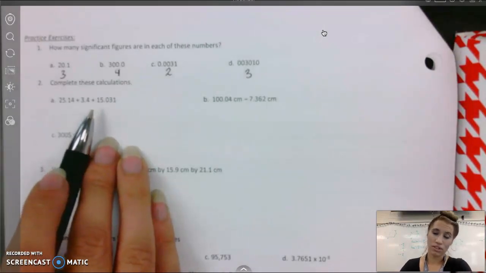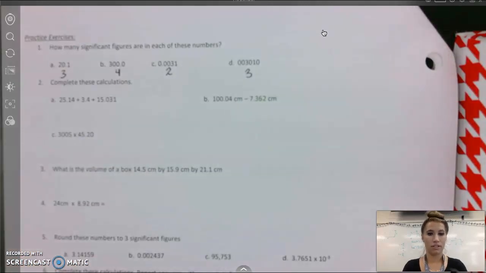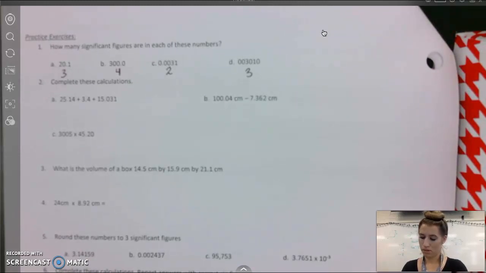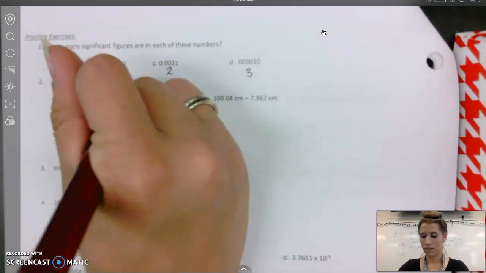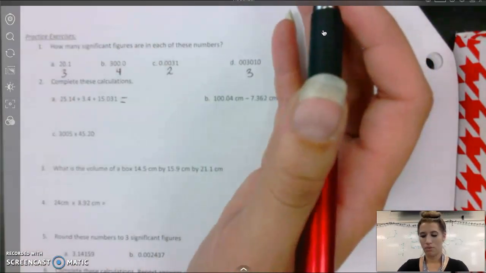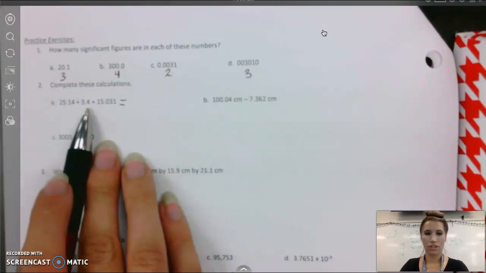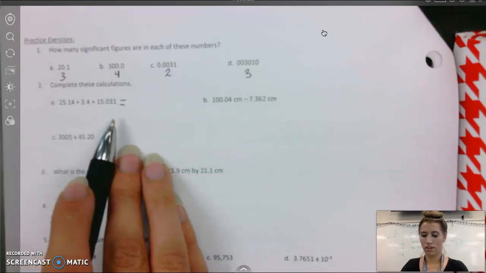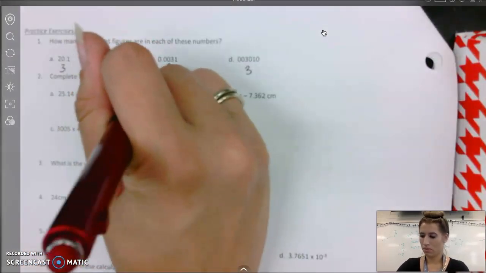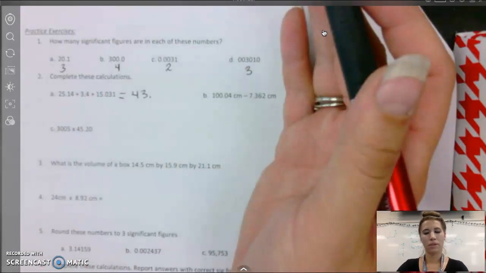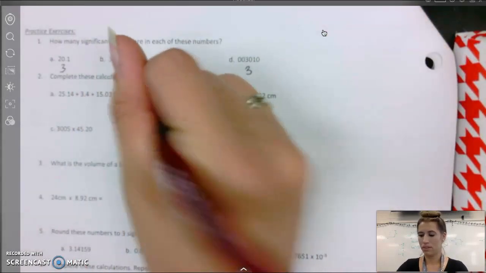So when it's addition, it's the least amount of digits after the decimal place. Okay? So I'm going to take 25.14 plus 3.4 plus 15.031. And my calculator gives me the answer of 43.571. I have 2 digits after the decimal, 1 digit after the decimal, and 3 digits, so my answer can only have 1 digit after the decimal. So 43.5, but there's a 7 after that, so I'm going to round that up to 6.